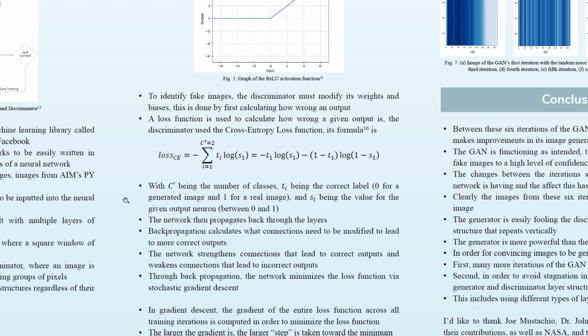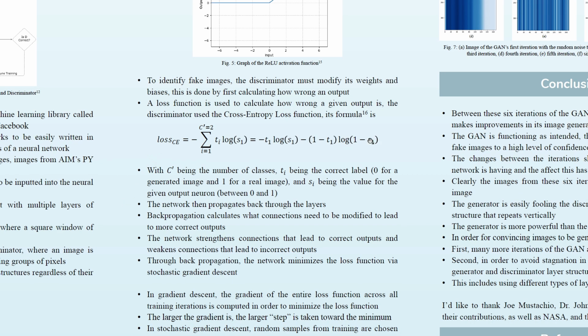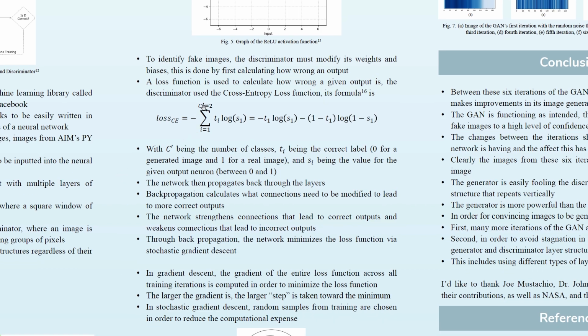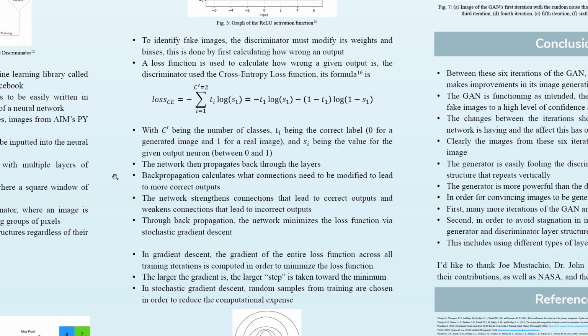So in order for the discriminator to be able to identify real and fake images, like I mentioned earlier, it needs to use a loss function to calculate how wrong the output is. The loss function that I use is called a cross-entropy loss function, and its formula is here. C prime is the number of classes for the output. So for this one, it's just 2 because it's either a real image or a fake image, so it's just 2 classes it can be. TI is the correct label, so for a generated image it's 0, for a real image it's 1, and SI is the value for the given output neuron.